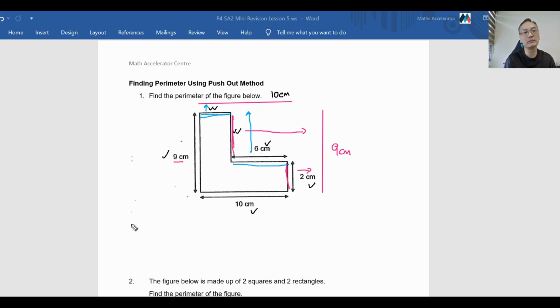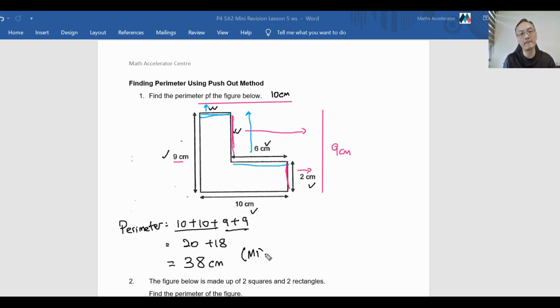So we can find the perimeter simply by adding these four numbers together. It is 10 plus 10 plus 9 plus 9. 10 plus 10 is 20, 9 plus 9 is 18. So in total, the perimeter will be 38 cm. So this is method 1.